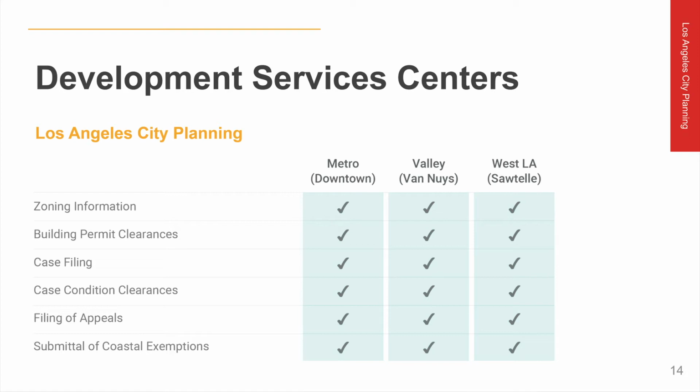The DSC is also where case filings occur. These are project applications for entitlements and administrative approvals filed at the public counter. Members of city planning staff are available by appointment to assist applicants with the submission of their applications. Our department also offers case condition clearances. Once administrative approvals or entitlements have been granted, planners sign off on project conditions of approval at the public counter. This is typically done by appointment.